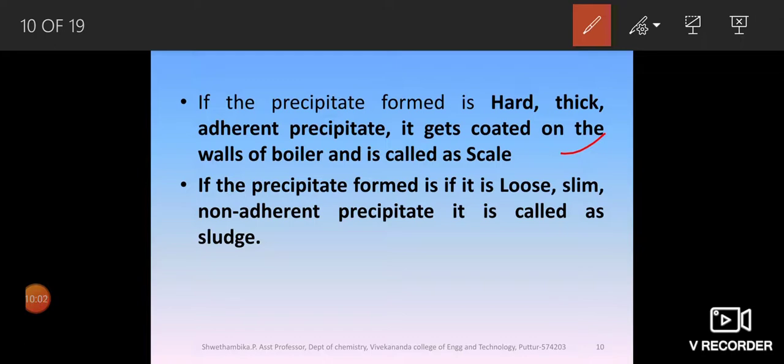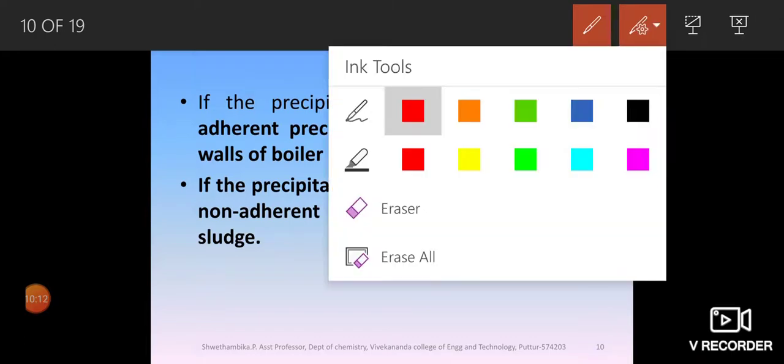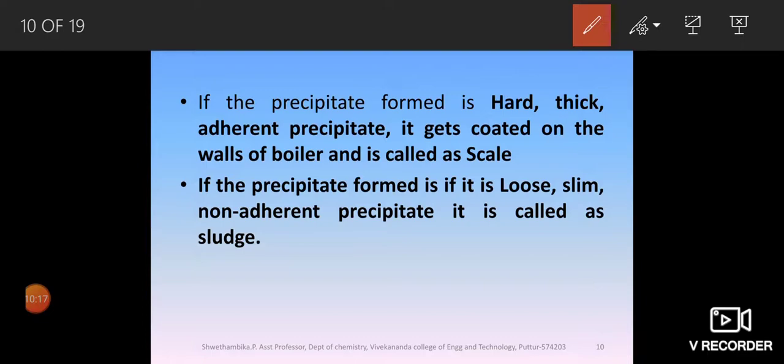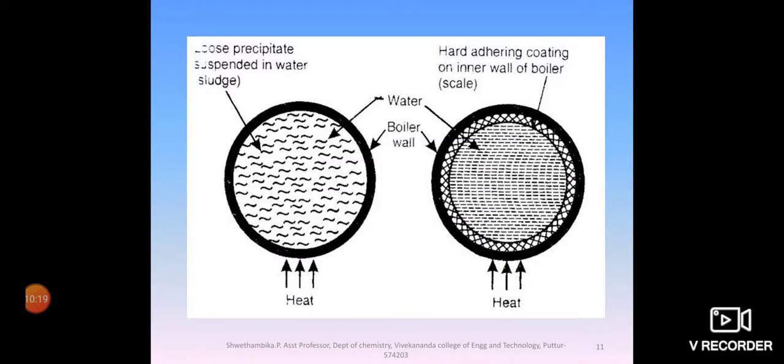Suppose the so formed precipitate is loose, slimy and non-adherent, easily floating kind, then you call that sludge. So these definitions are important as far as the exam point of view is concerned. Now let us see this diagram. This actually demonstrates the difference between scale and sludge pictorially.